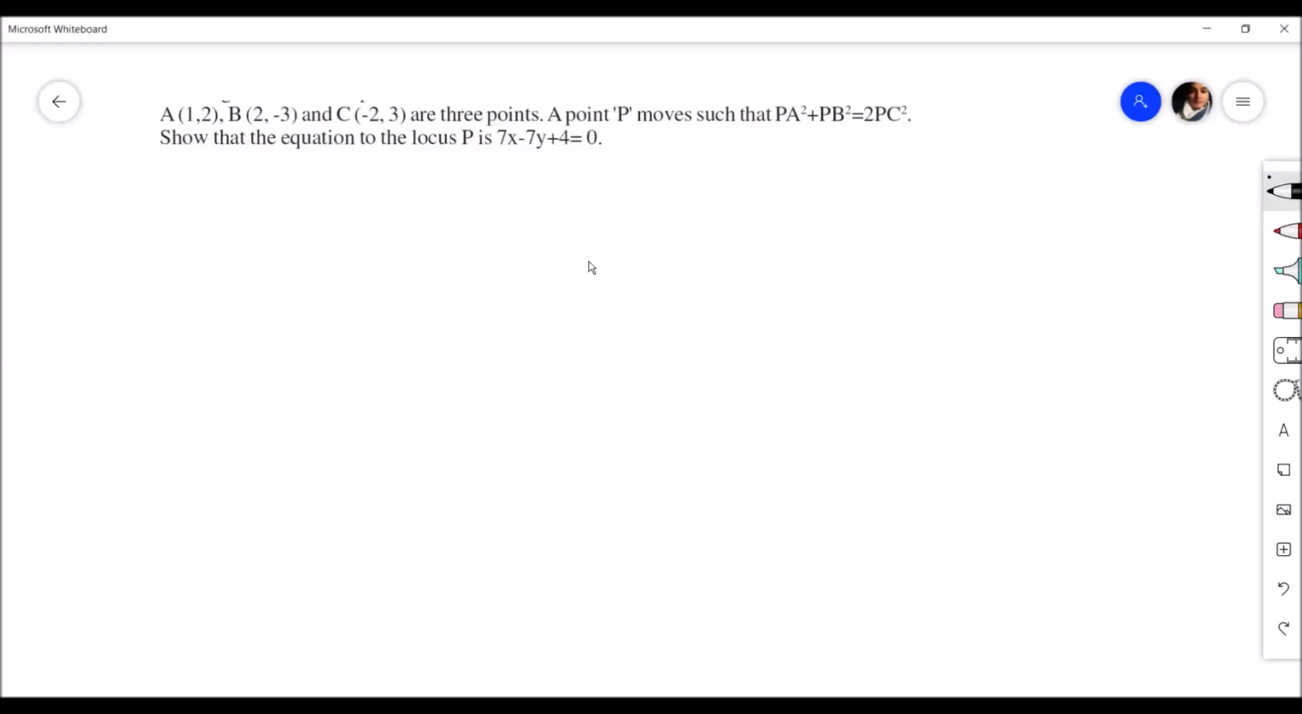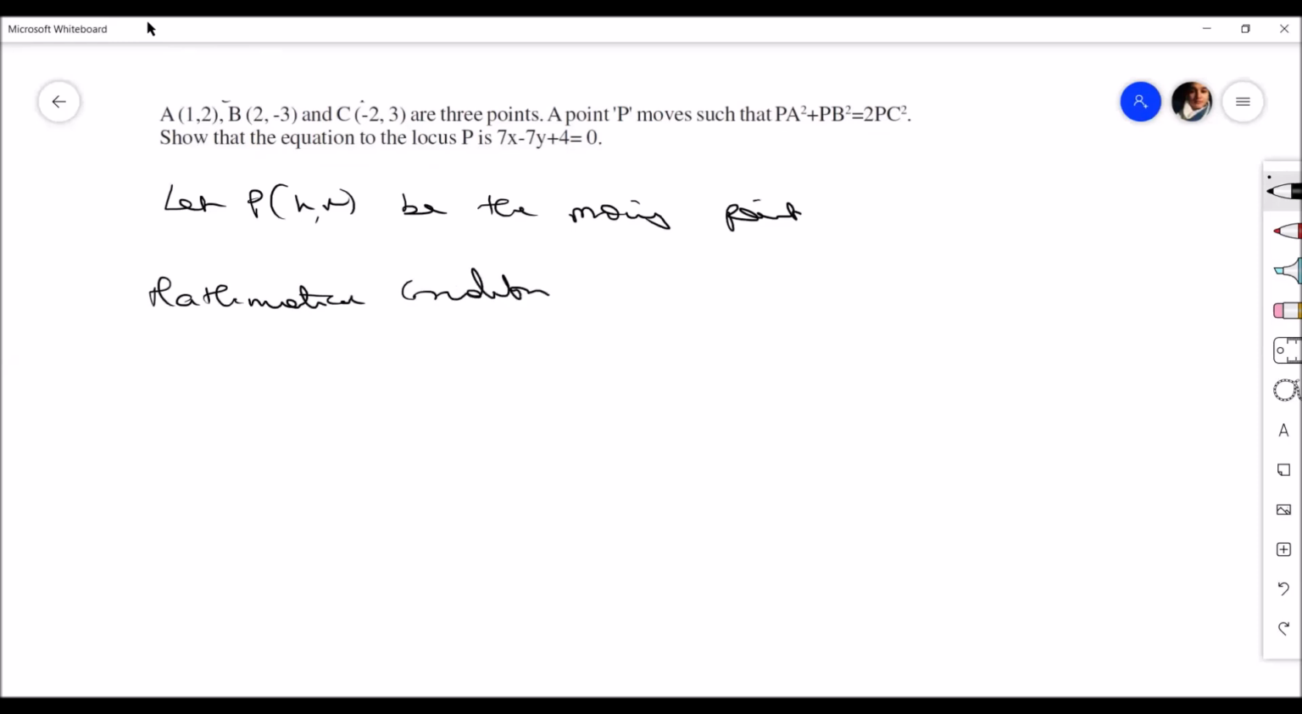Yeah. Last problem. Already given in the form of squares, so that makes it relatively quite simple when compared to the previous problems. Have a look at it. So let P of h comma k be the moving point. Okay. So, put the mathematical condition, right? PA square plus PB square should be equal to 2 times PC square.